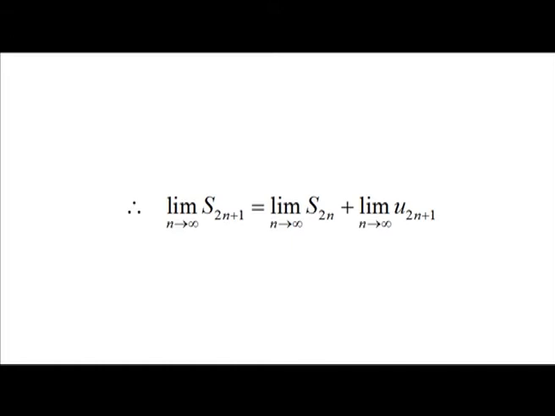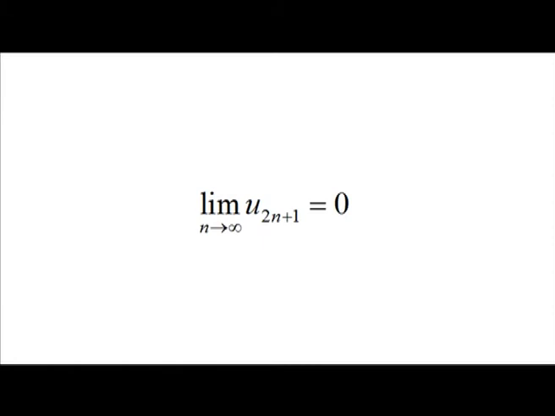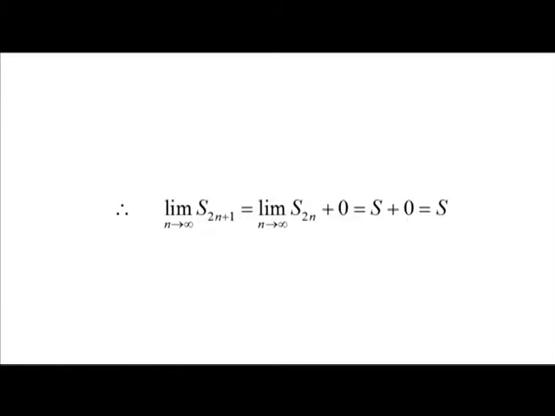But by condition 2, limit of u2n plus 1 as n approaches infinity is 0. Therefore, limit of S2n plus 1 as n approaches infinity equals limit of S2n as n approaches infinity plus 0, which is equal to S plus 0, which is equal to S. Thus, the sequences S2n and S2n plus 1 both converge to the same limit S. We shall now show that the sequence Sn also converges to S.